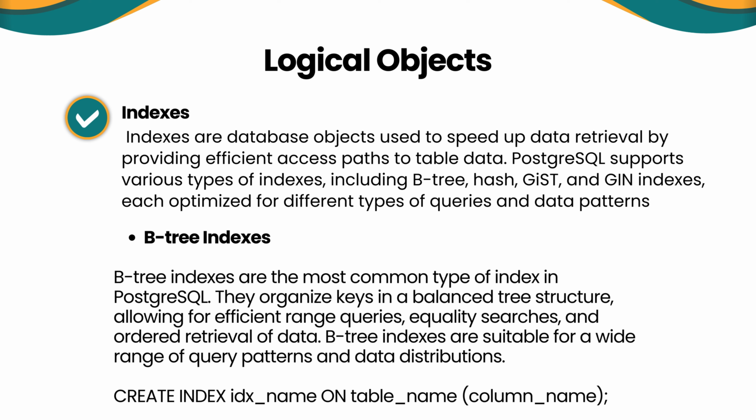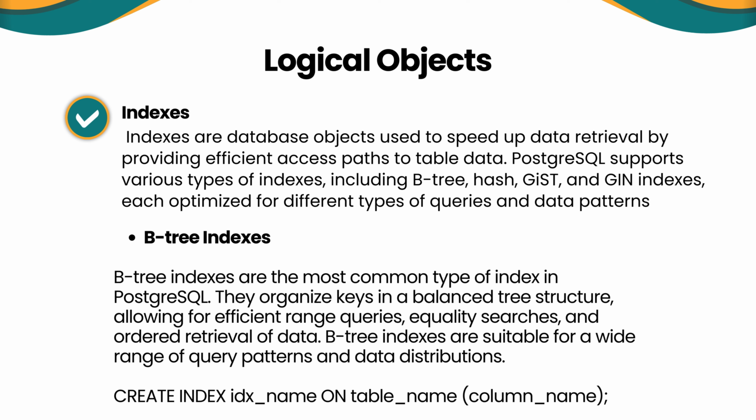Now let's discuss a very important logical object of the PostgreSQL database, that is, indexes. Indexes are database objects used to speed up data retrieval by providing an efficient access path to the table data. PostgreSQL supports many index types, and we will discuss each index type one by one. First, let's discuss the B-tree index.